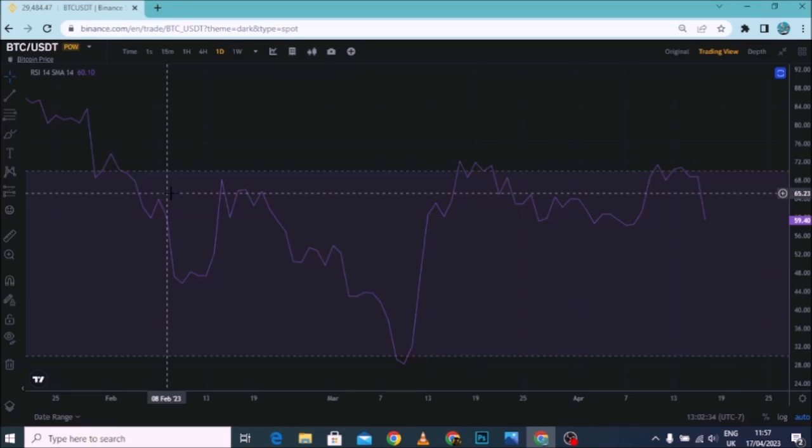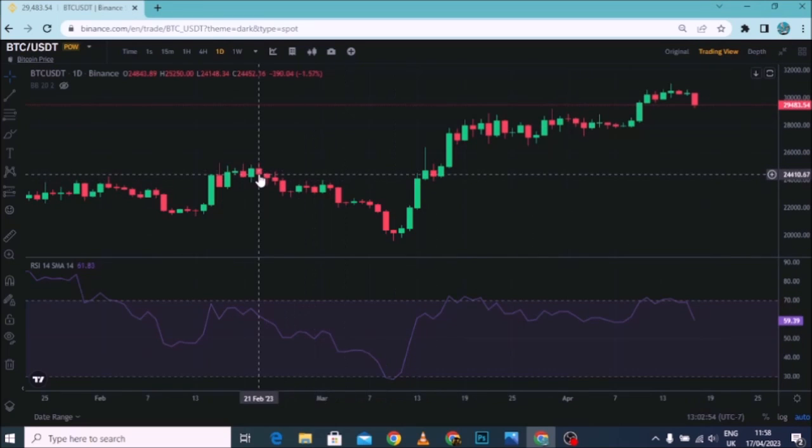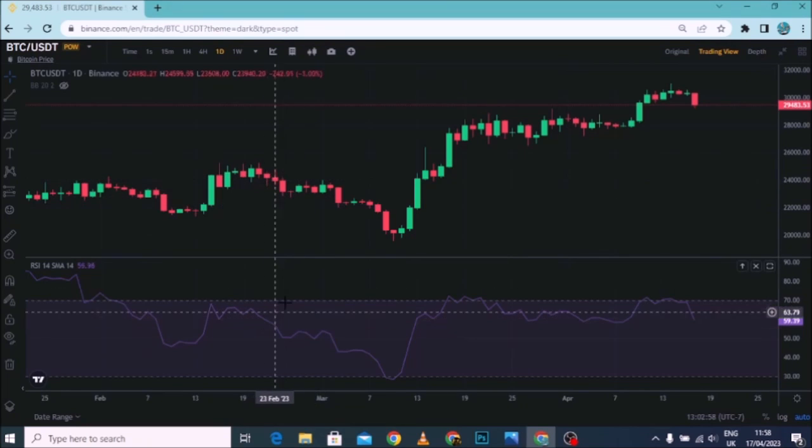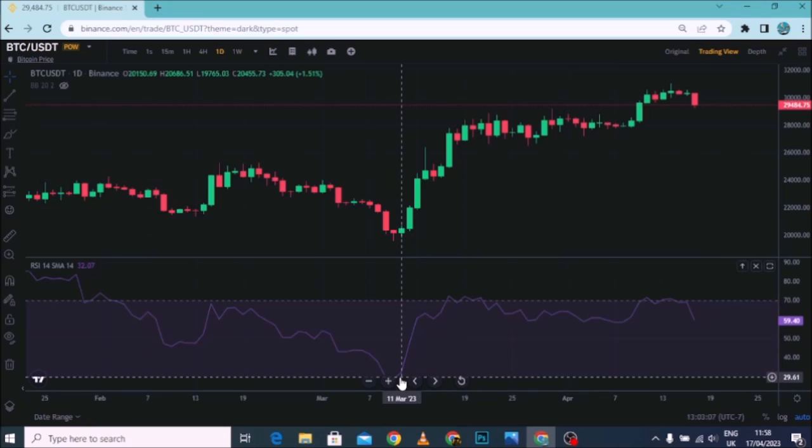RSI has just simple tricks that you have to understand. There is overbought and oversold. RSI moves with the momentum of the price, so you have to understand that. So when you put back the candles on and see how they move, whenever the RSI goes above the 70 line, then you have to sell, and when it goes below 30%, then you have to buy.